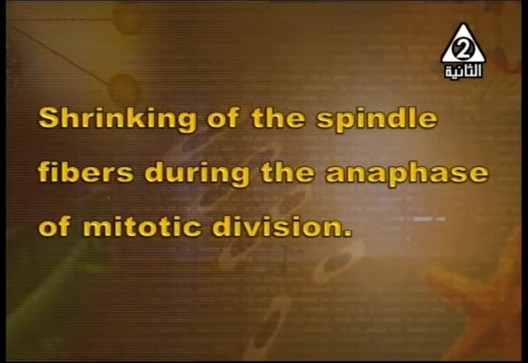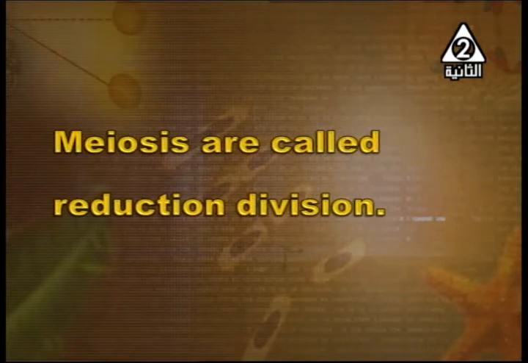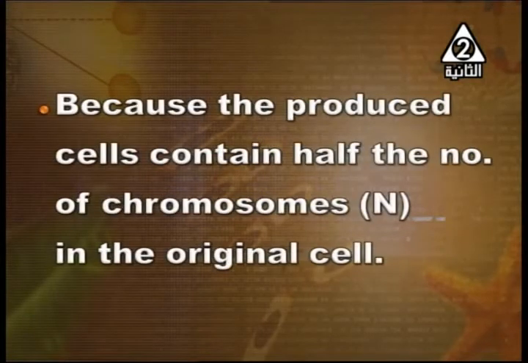Another question: the shrinking of the spindle fibers during the anaphase of mitotic division. To split the chromosomes into two halves to form two identical groups of chromosomes at each pole of the cell. Meiosis is called the reduction division. This is because the produced cells contain half the number of chromosomes of the original cell.